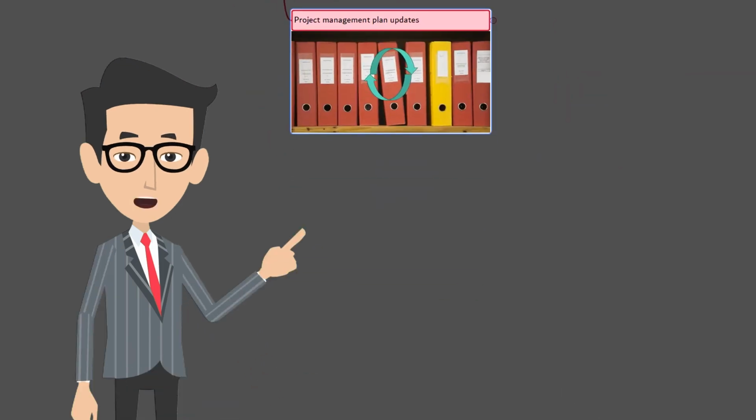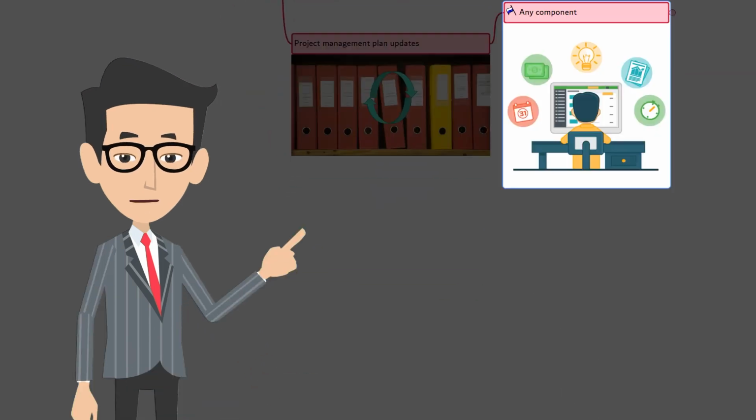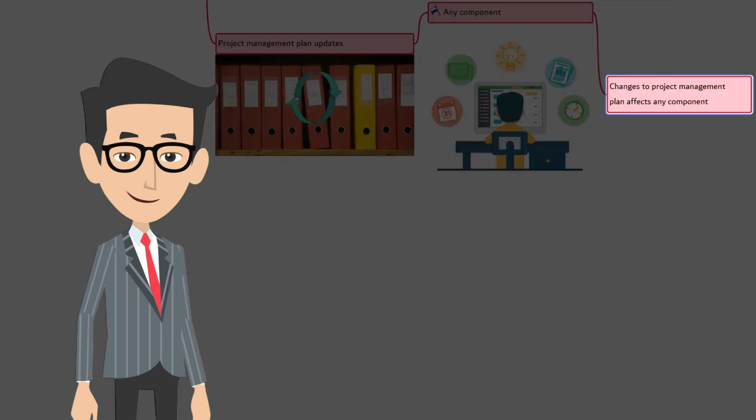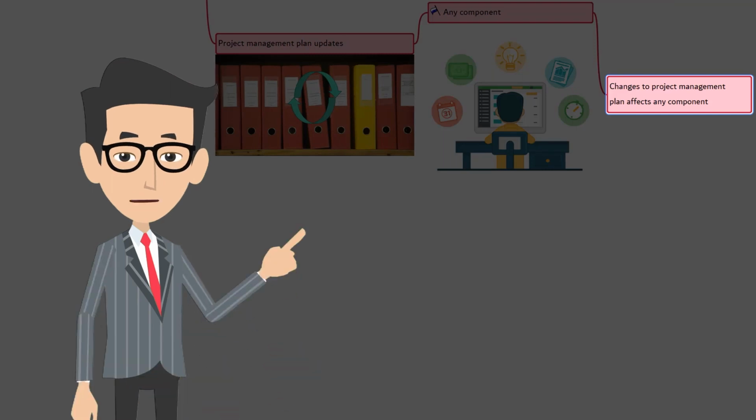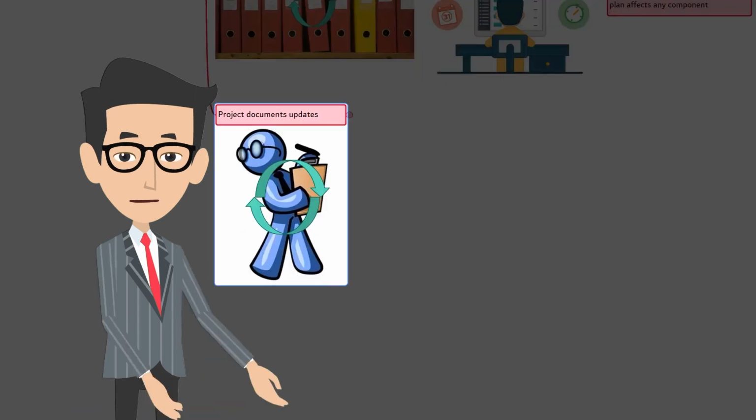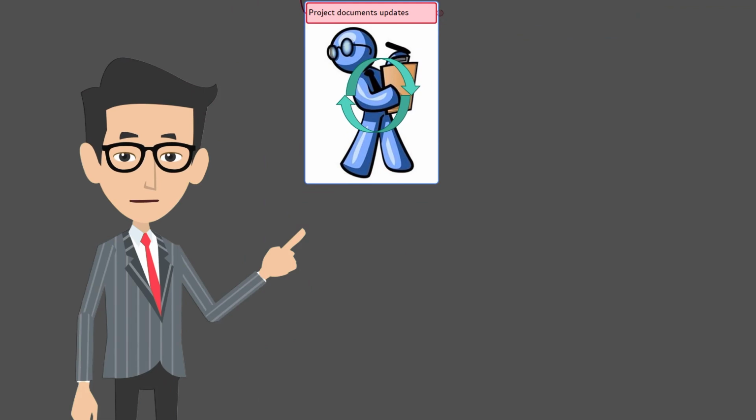The next one is project management plan updates. Here, it's any component. Any change to the project management plan goes through the organization's change control process via a change request. This may affect any component of the project management plan. The next one is project documents updates. There are 5 project documents that are updated.